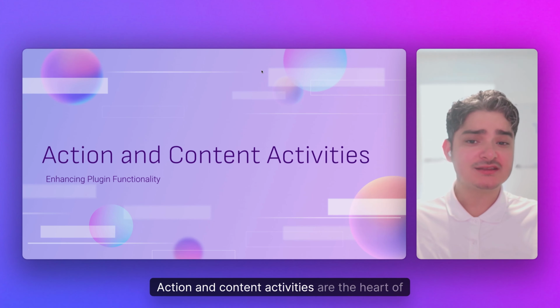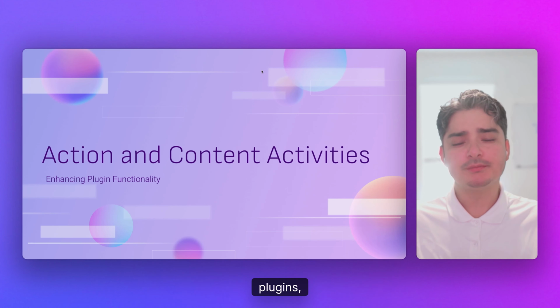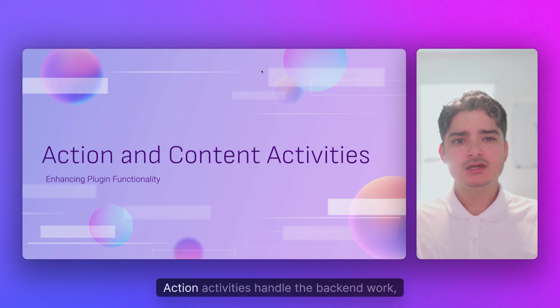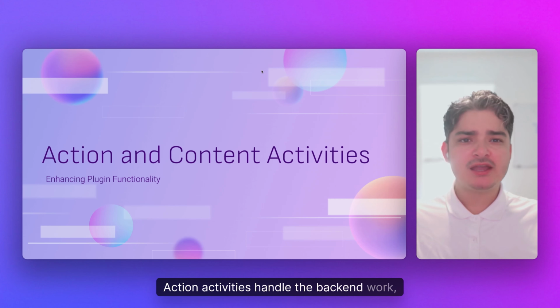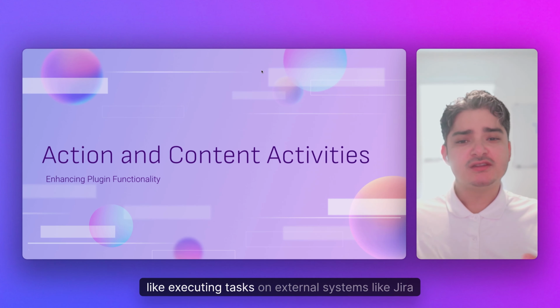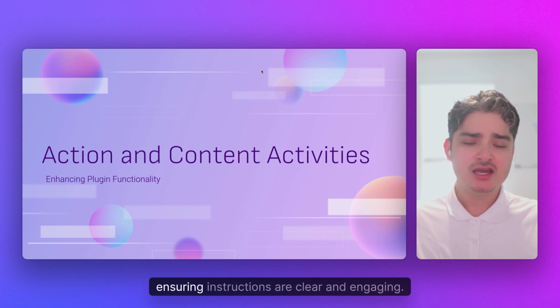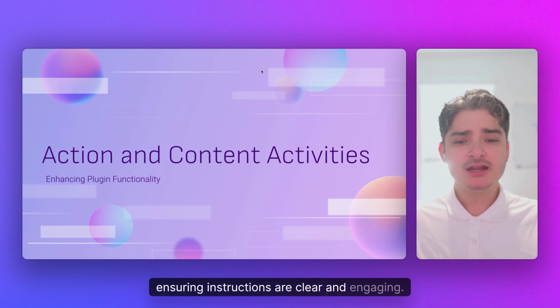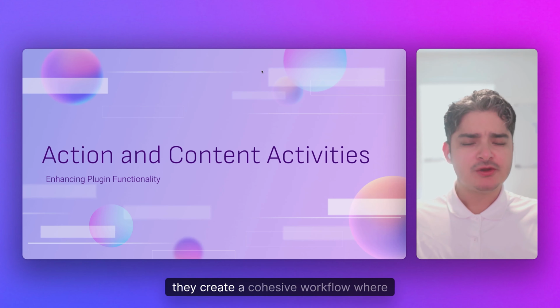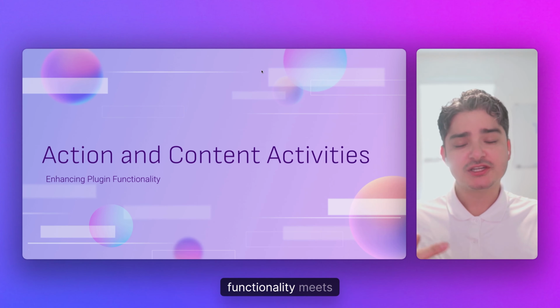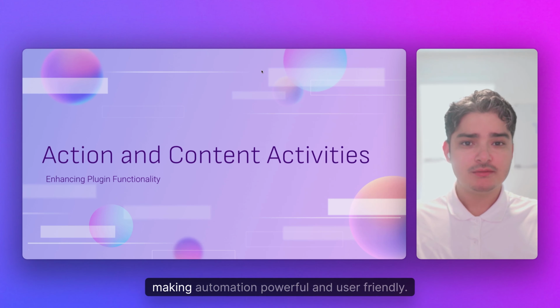Action and content activities are the heart of Agent Studio plugins and conversational processes. Action activities handle the backend work, like executing tasks on external systems like Jira or Salesforce. Content activities focus on what users see, ensuring interactions are clear and engaging. Together, they create a cohesive workflow where functionality meets usability, making automation powerful and user-friendly.